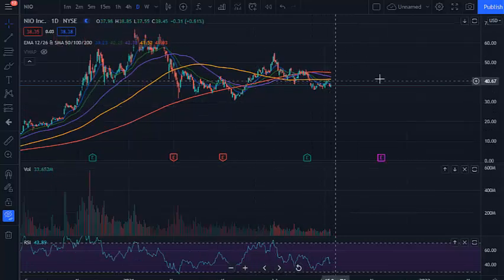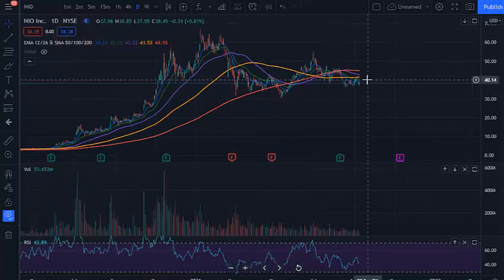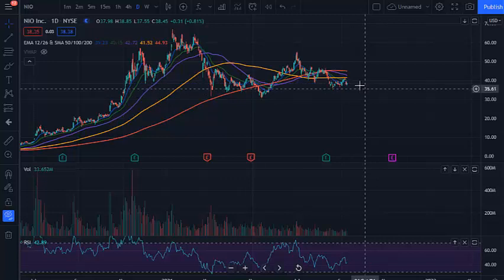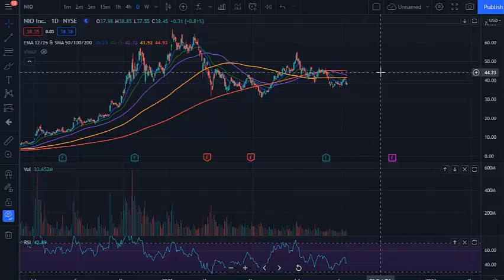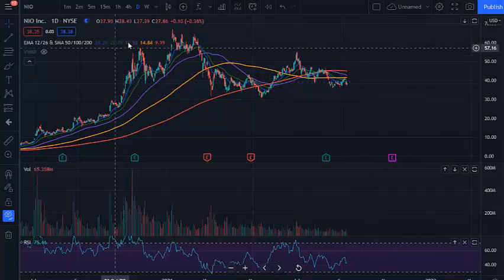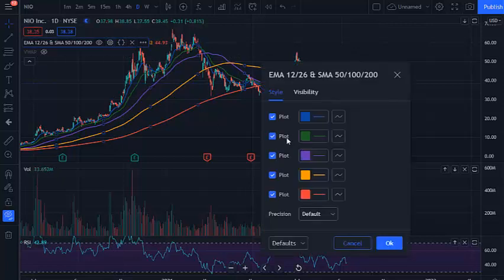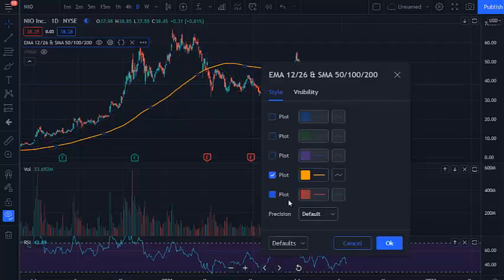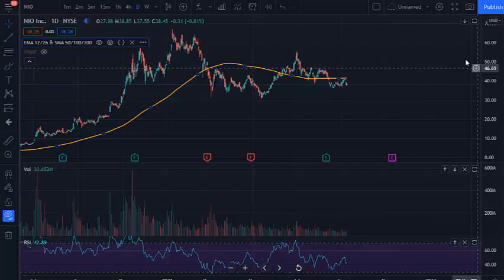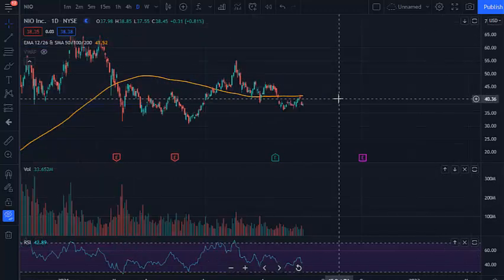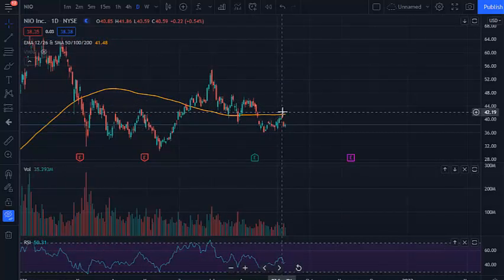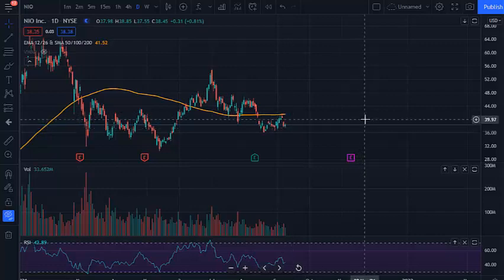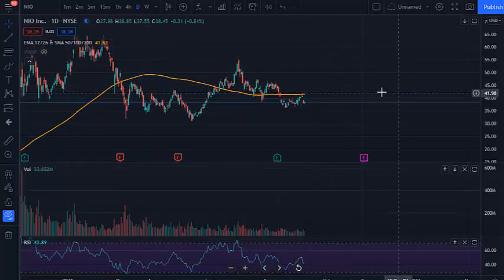Now the SMA 100 is a quick way to tell where we are in terms of strength, whether we're in a complete uptrend or a complete downtrend. So you can see that we are below the SMA 100. I'm going to turn off the other ones just to make it more clear. We touched it briefly on the way up, rejected a little, came back down. So this is one that I'm keeping an eye on for this chart.